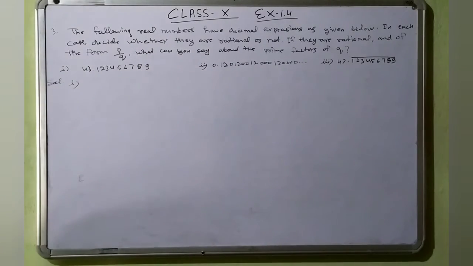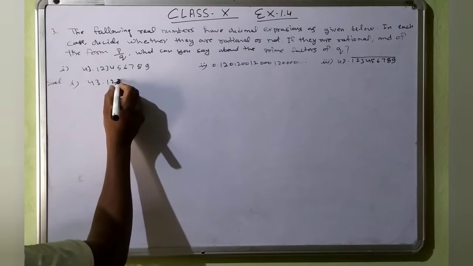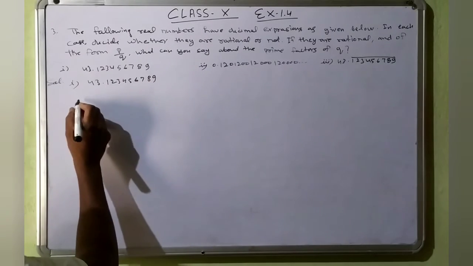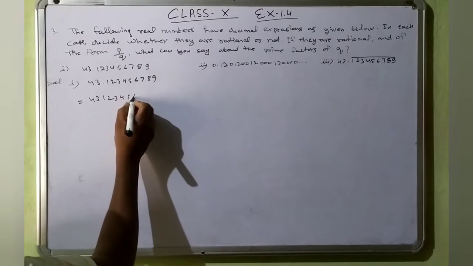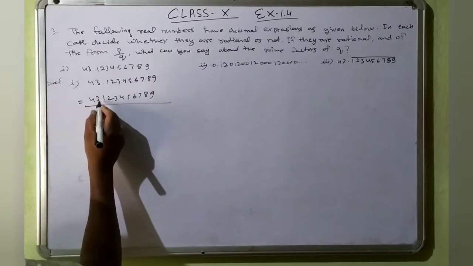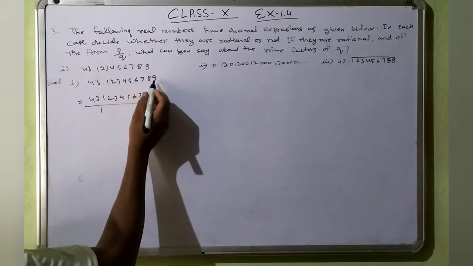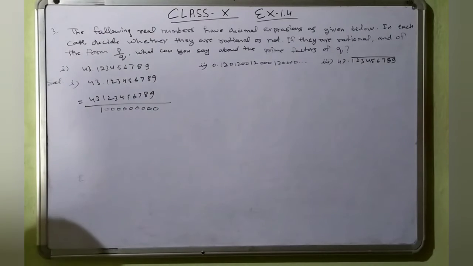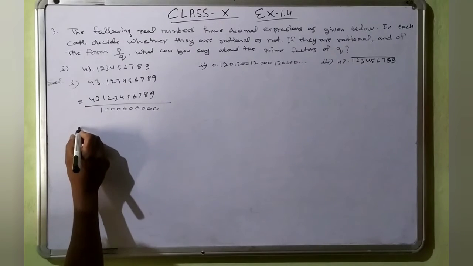What can you say about the prime factors of q? So 43.123456789. This can be written in the form like this: 43123456789, and then in the place of this just write 1, and then after how many digits? 1 2 3 4 5 6 7 8 9. We have written it in the p upon q form, so that is rational.